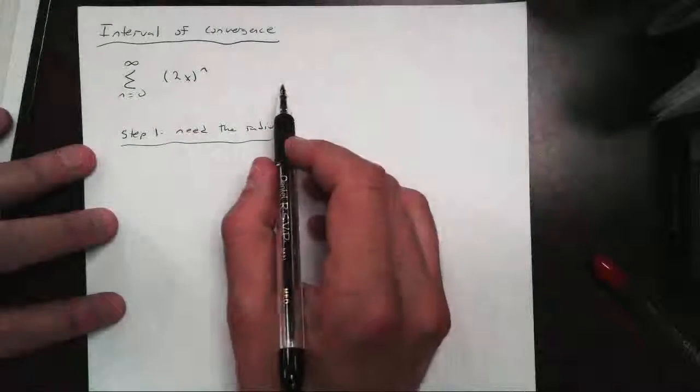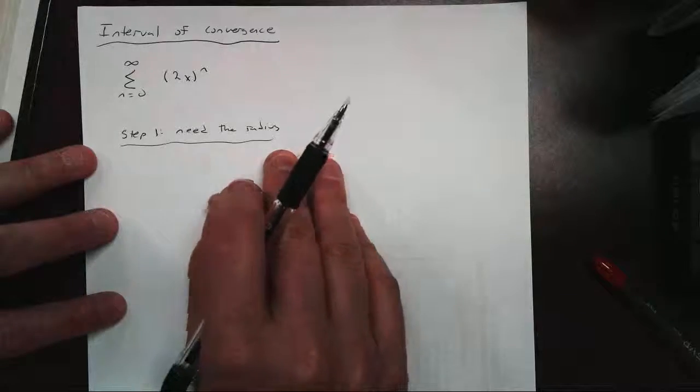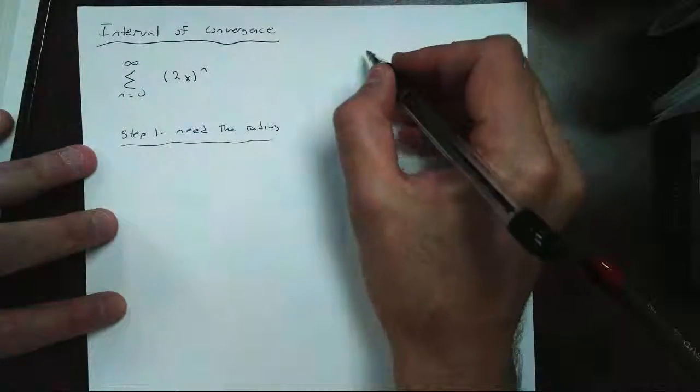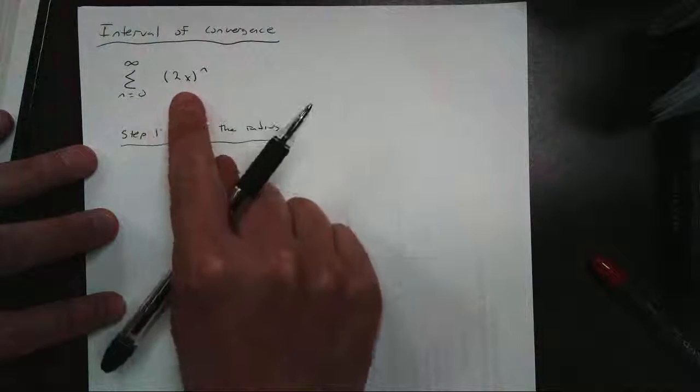Hi, welcome to part 2 on interval of convergence. Now in part 1 we learned how to find the radius of convergence, and we'll get back to that. But I want to take a moment to talk about the importance of it. We're looking for values of x that will make this series converge.